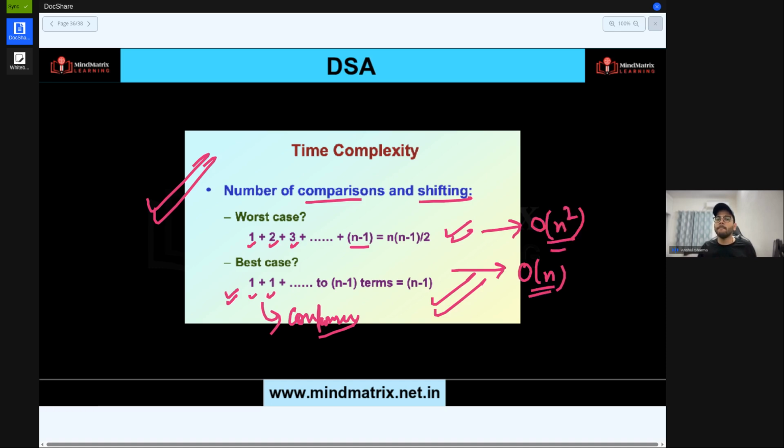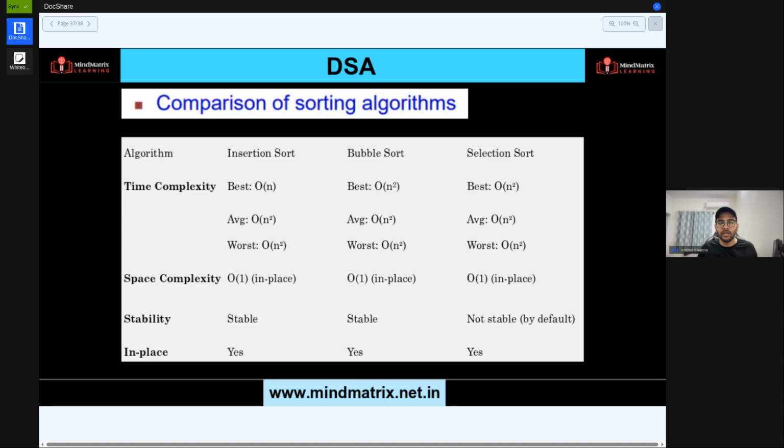Can we say that, if we compare all three algorithms, for best case, insertion sort will perform well, right? It is going to give us order of n time. But what about the worst case? All three are the same, order of n square. Even for average case also, all three are the same, right?